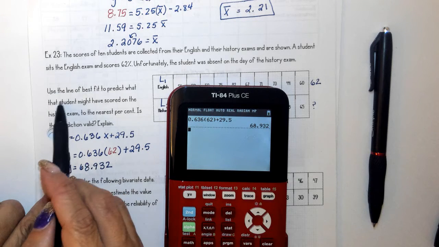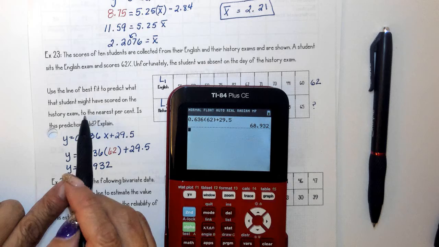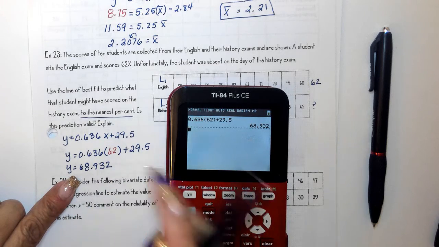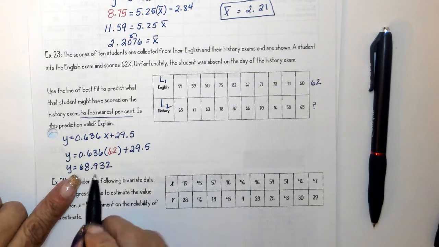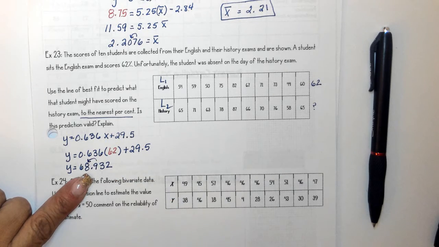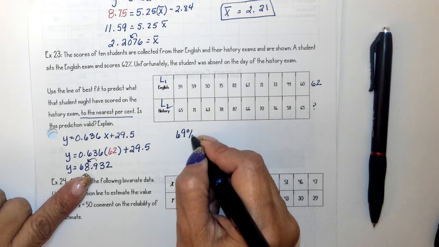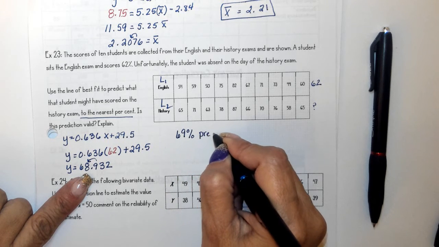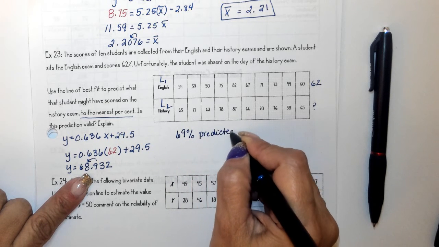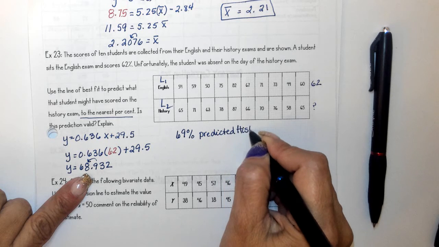Use a line of best fit to predict what the student might have scored on the history exam. There's what I was looking for, to the nearest percent, meaning they don't want decimals. So the 9 is going to round the 8 up. So a predicted score would be a 69% predicted history score.